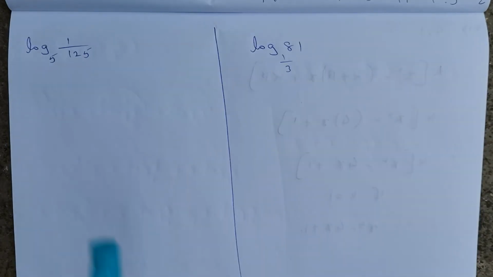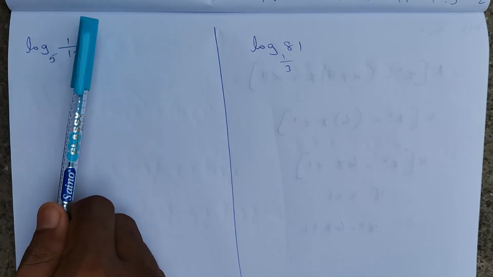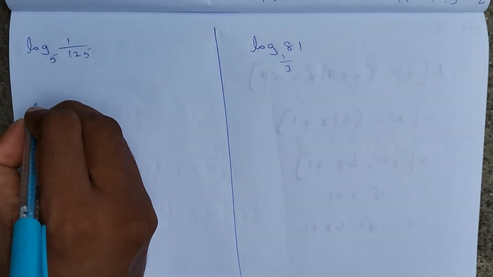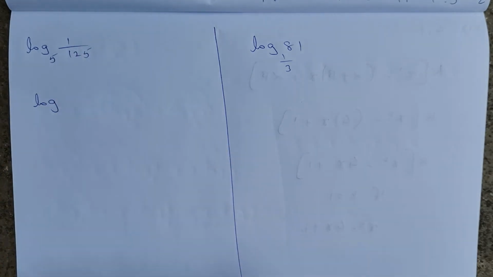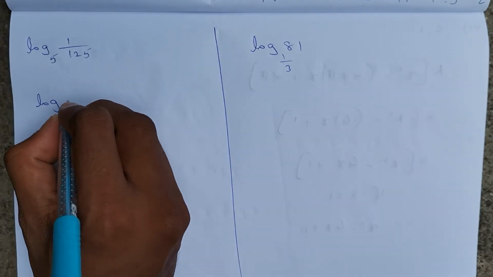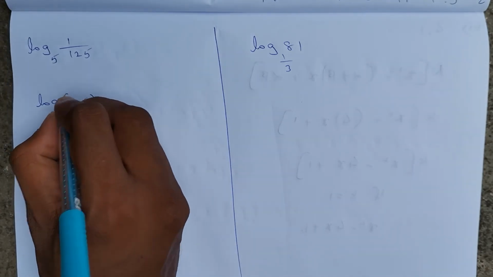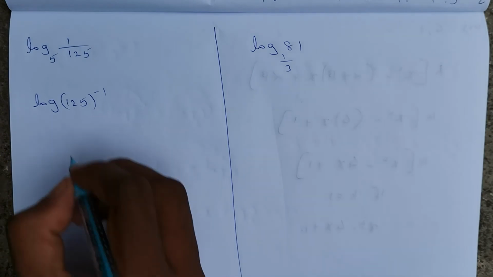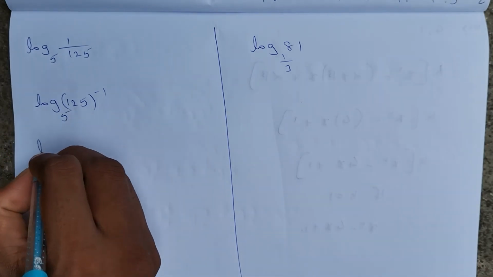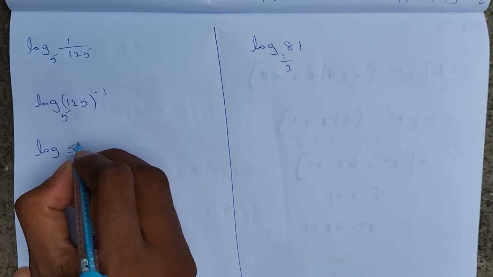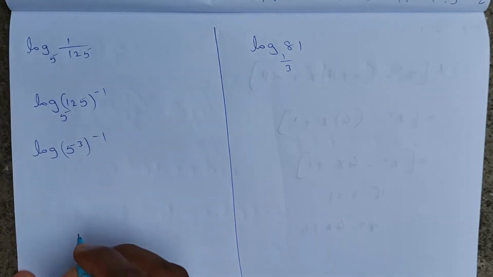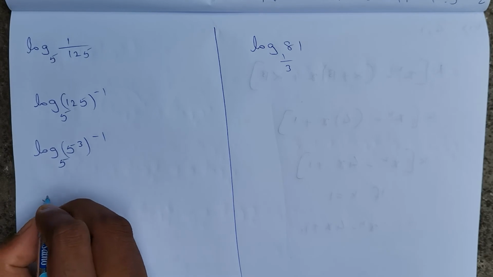Okay, let us check one more question. Value of log 1 by 125 base 5. Log 1 by 125 is in the reciprocal form, so if we write it, 1 by 125 can be written as 125 power minus 1 with base 5. Log, here 125 can be written as 5 power 3, whole power minus 1, base 5.